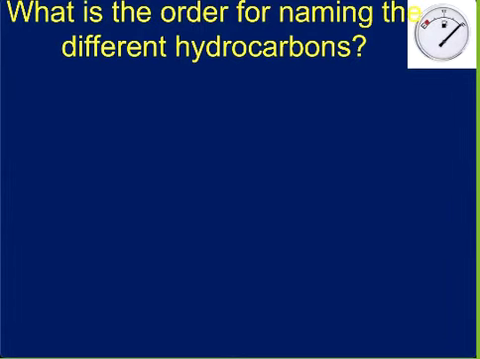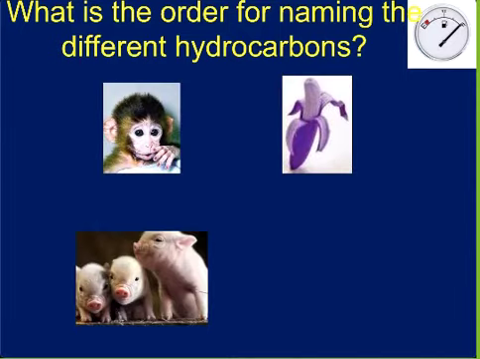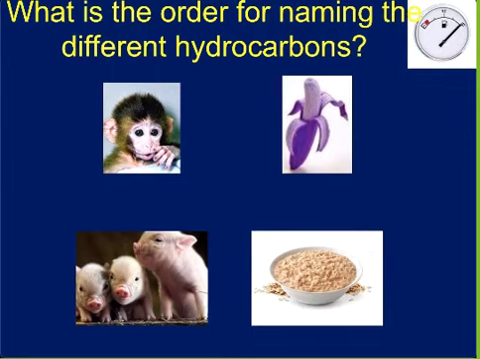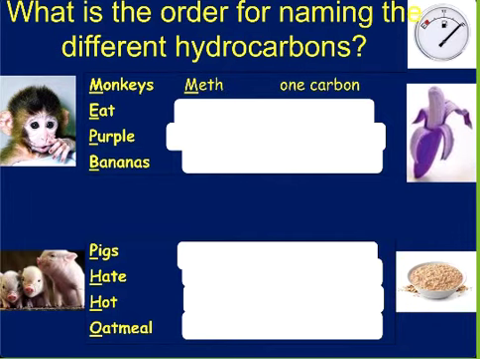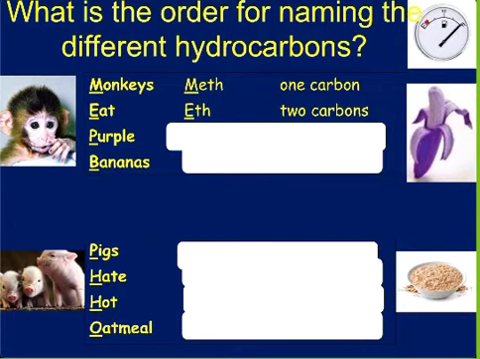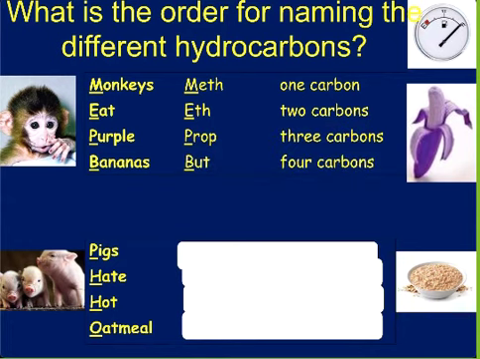So the order for naming: how do chemists count carbons? They use this, monkeys eat purple bananas and pigs hate hot oatmeal. This is how you count. The M stands for meth, and you give something the name meth if there's one carbon in it. 2 is eth. 3 is prop. 4 is but. So if I have a compound with 4 carbons, it's going to have but at the beginning of its name, and then I've got to figure out what the homologous series is.